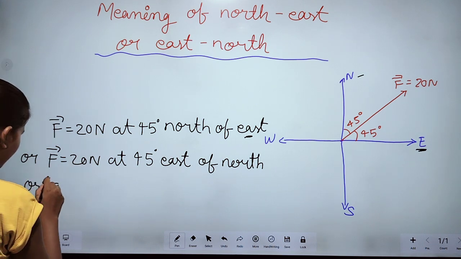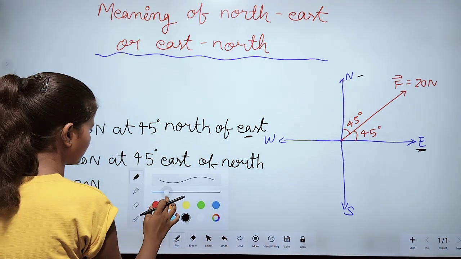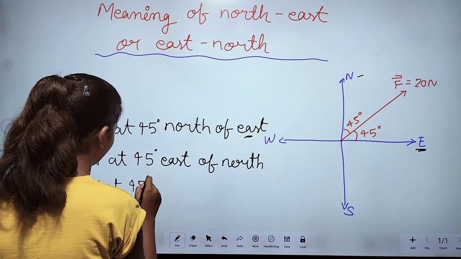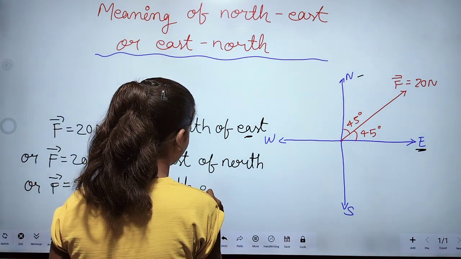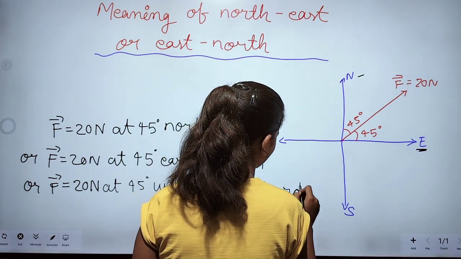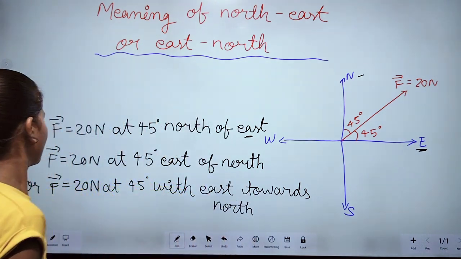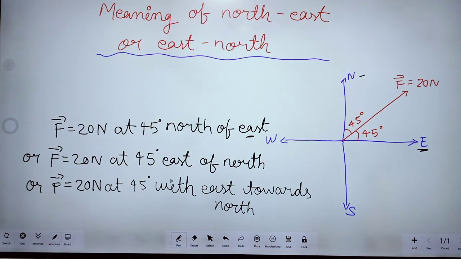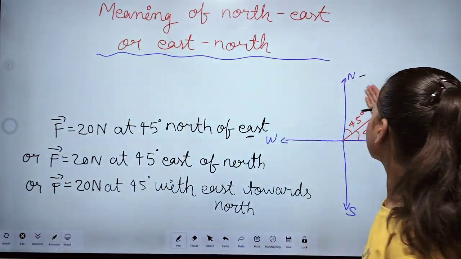Or force is equal to 20 Newton at 45 degree with east towards north. F vector is equal to 20 Newton at 45 degree with east toward north.